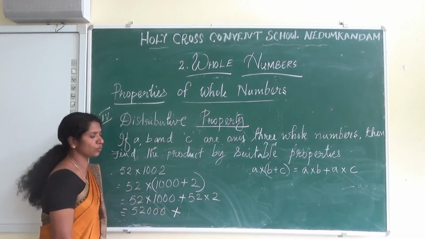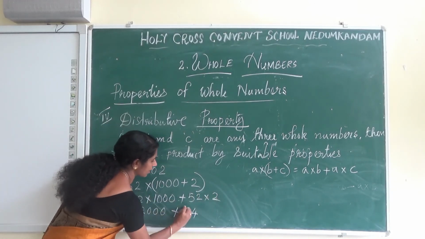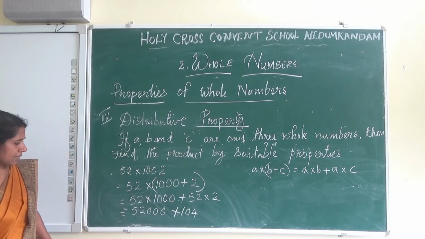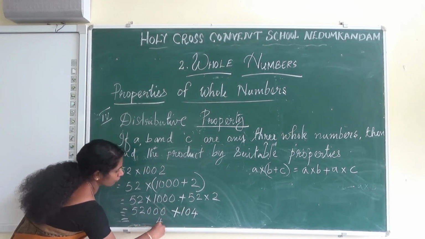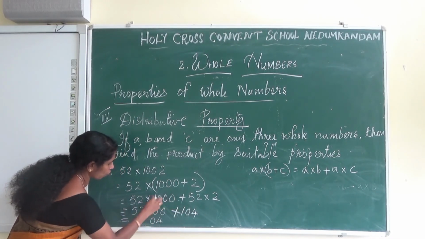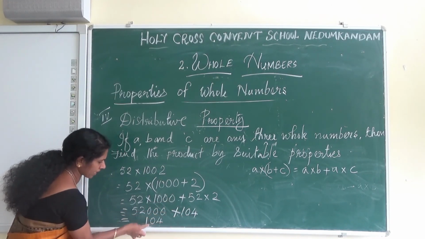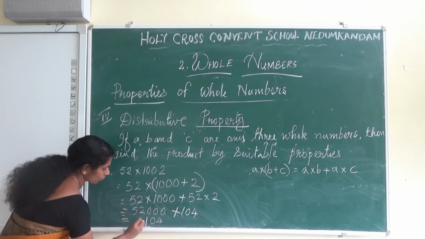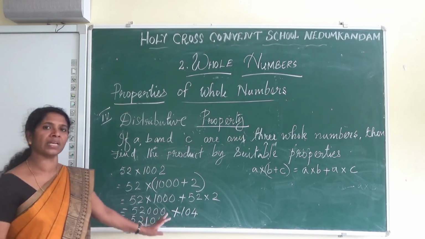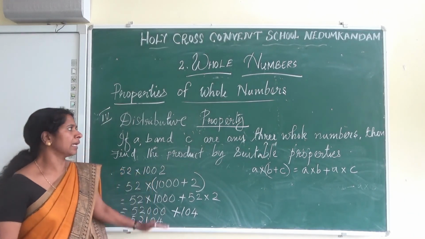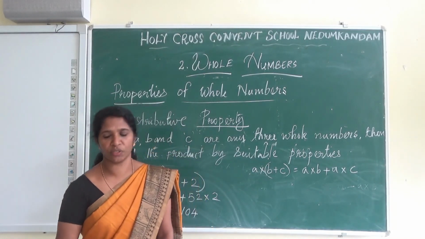Now, 52 into 2. That is 2 twos are 4, 5 twos are 10. Now add the numbers. Adding the ones place digit, 4 plus 0 is 4, 0 plus 0 is 0, 1 plus 0 is 1. Instead of the 3 digits we got 104. Next, there are no more digits, so we write it as it is. So the answer is 52,104. Like this way, we have to calculate according to the distributive property.